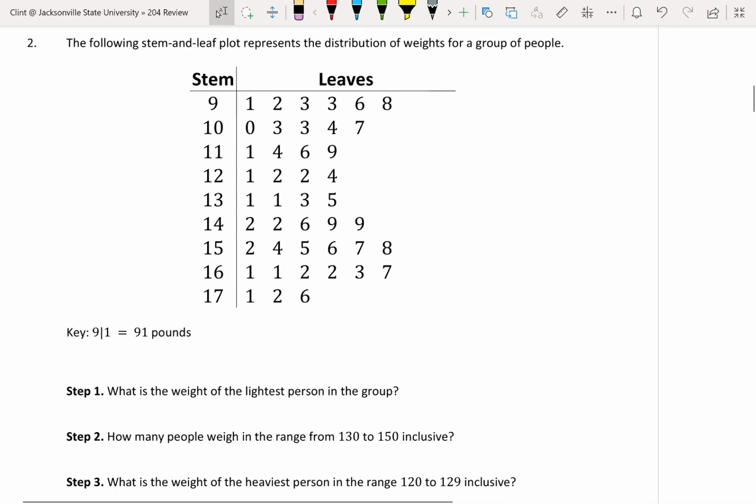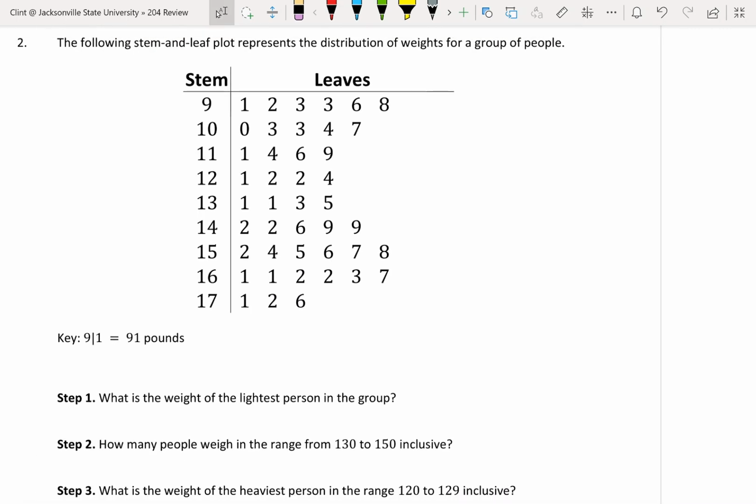Number 2, got a stem and leaf plot. And it tells us on our key, stem of 9, leaf of 1 represents 91 pounds. First one here asks us what's the weight of the lightest person. 91, yeah, because there we've got a stem of 9, leaf of 1. That gives us our smallest combination, so 91 is our lightest person in that group.